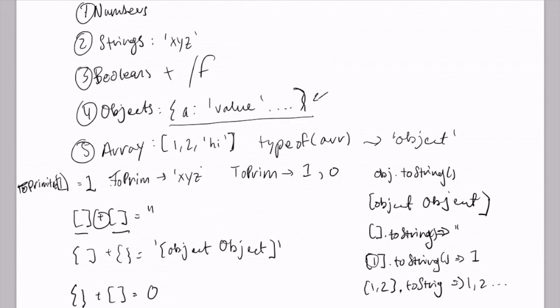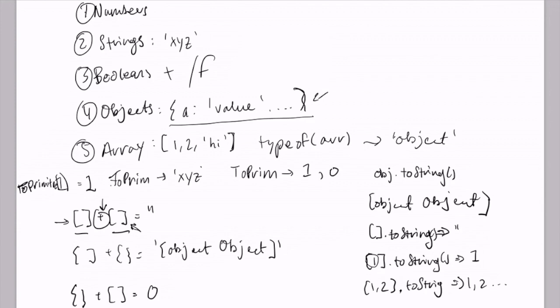So let's take a look here. It's an addition operation, which means we need to cast both sides down to their primitive values. Recall that we have two arrays, which are instances of objects, and to get the primitive value of objects, we just call toString on each of them.